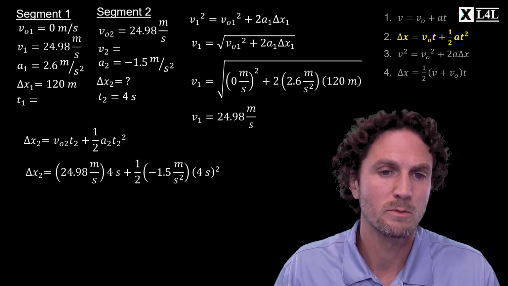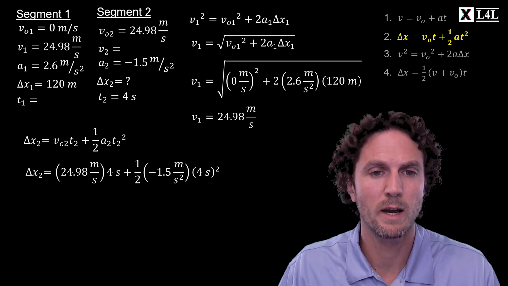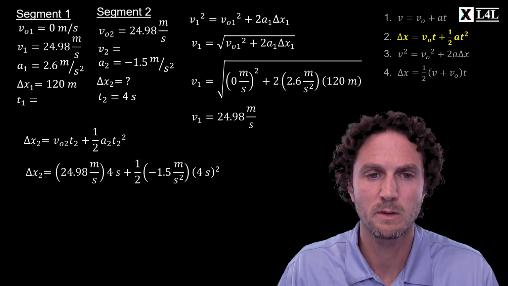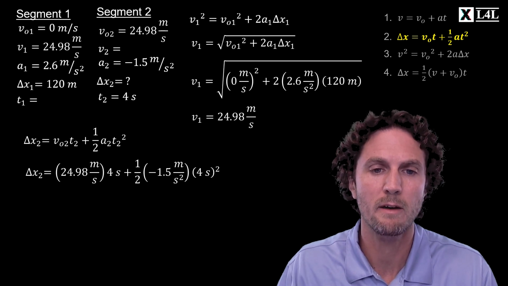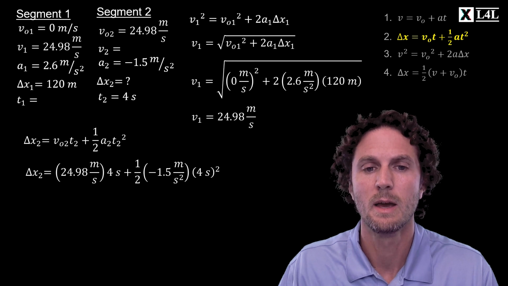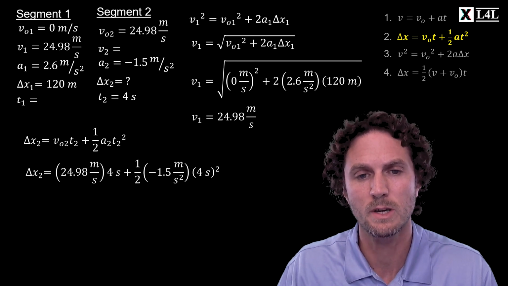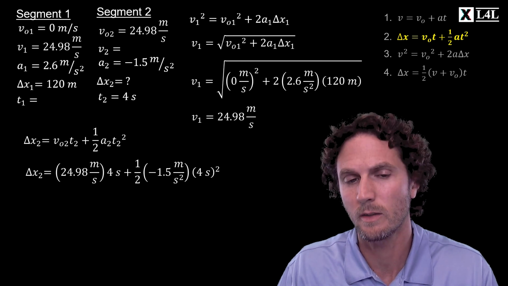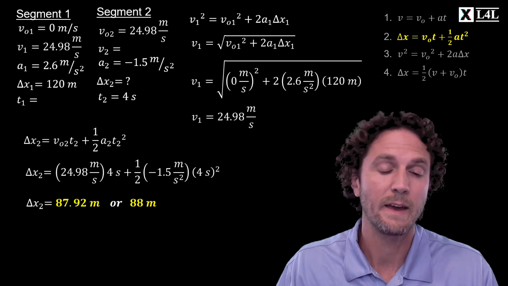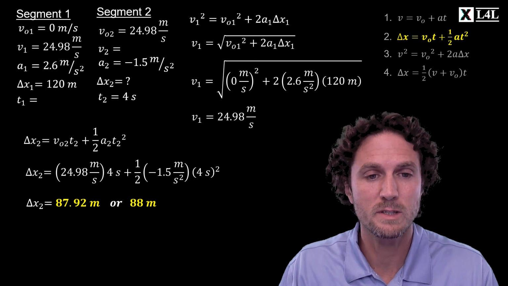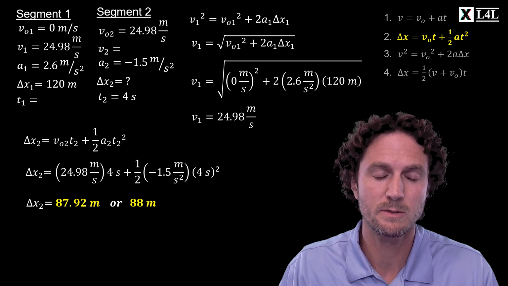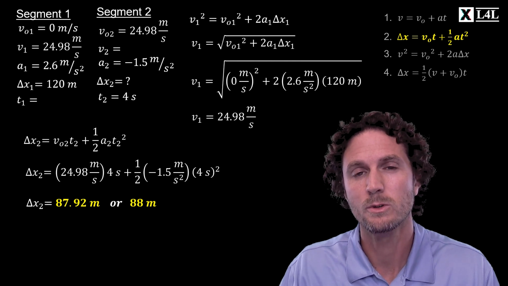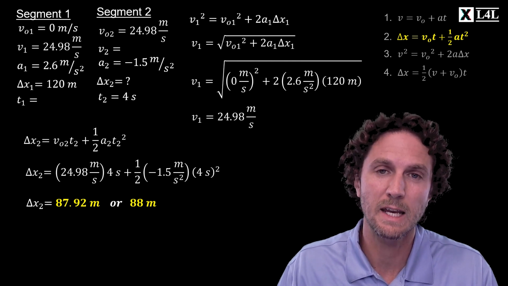Plugging in all of our variables, the 24.98 meters per second, which was our final velocity from segment 1 and initial velocity for segment 2, times the 4 seconds, plus 1/2 times the negative 1.5 meters per second squared for the acceleration during segment 2, times the 4 seconds squared. That gives us a displacement during segment 2 over those 4 seconds of 87.92 meters, or using 2 significant figures, 88 meters.